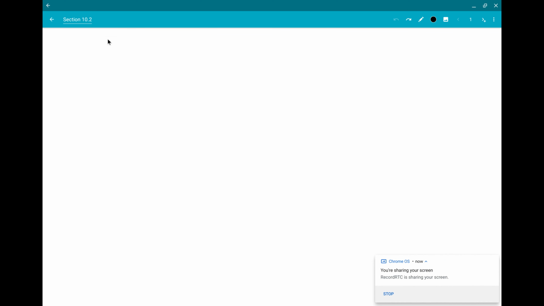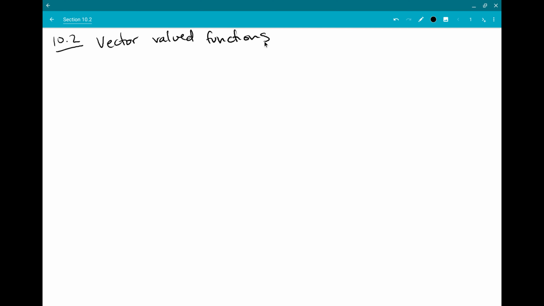Okay, so now we're into chapter 10, and we're going to be jumping into section 10.2, talking about vector-valued functions. We're going to just breeze right through section 10.1 because it defines vector-valued functions for us, and I think that vector-valued functions are going to feel pretty natural based on what we've been doing up to this point. So just to put you in that frame of mind, let's think about what we've done so far.